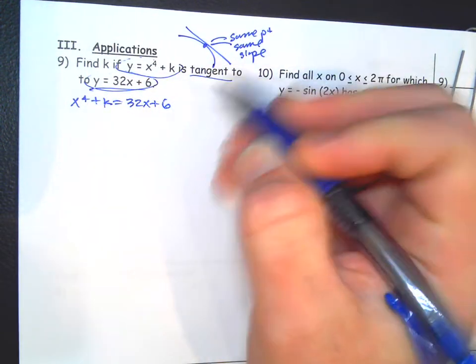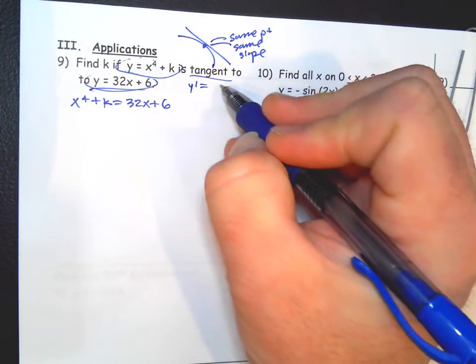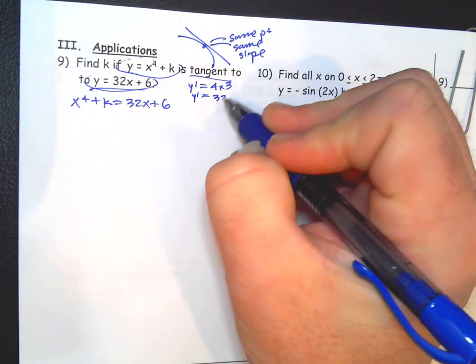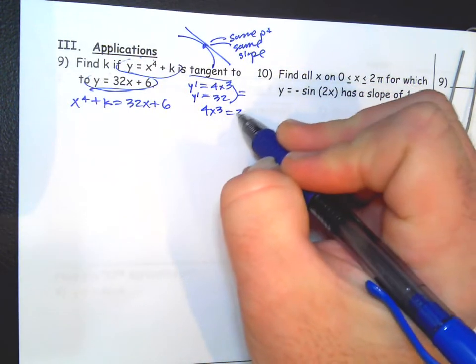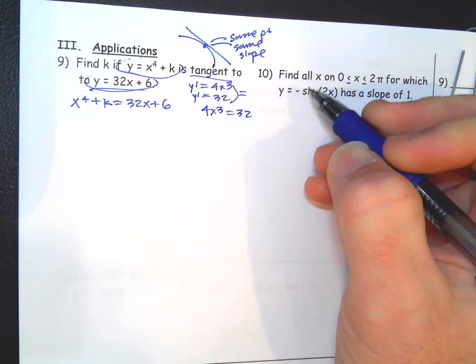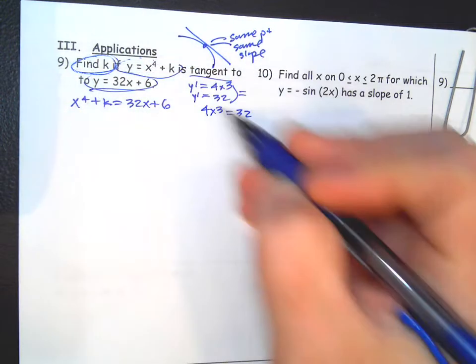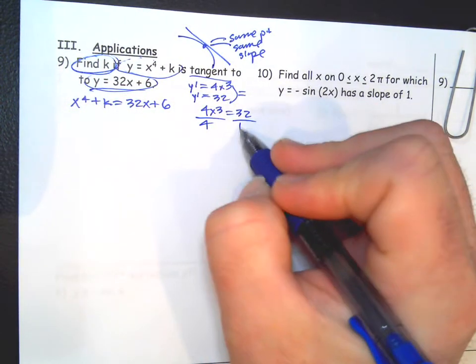So they share the same point. They share the same slope. Well, y prime of this one is 4x cubed, and y prime of the other one is 32. And we're going to set these equal. So 4x cubed equals 32. Now, we can find x right now, even though we're trying to find k. If we find x, then we can plug in here and find k. So we need to find x first. So we're going to solve for x.